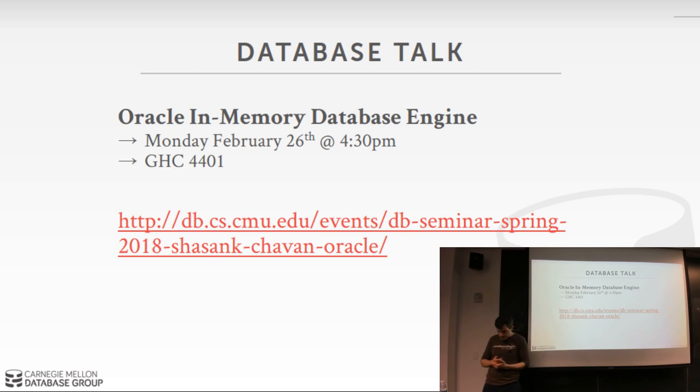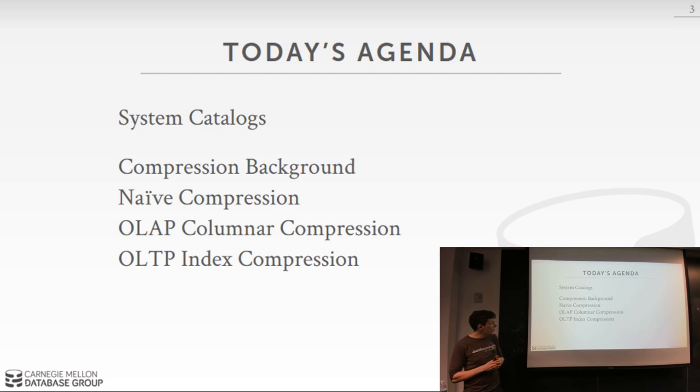All right, so today we're going to talk about system catalogs, do a quick demo, and then we'll jump into the heart of the compression stuff. There are basically going to be two categories of compression we're going to talk about. The main one is OLAP columnar compression, because this is where you get the biggest win for an in-memory database. And then we'll talk about research we've done here at CMU, where we can actually compress the indexes for OLTP database systems.